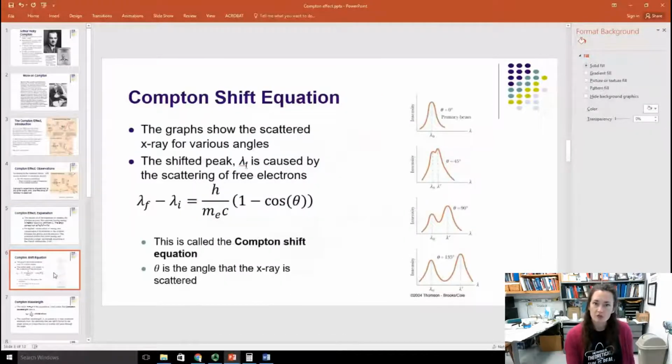So let's go over his Compton shift equation. Basically, the Compton shift equation tells you what the shift in the wavelength is. So you have delta lambda equal to lambda final minus lambda initial. Your final wavelength will be longer than your initial one. And that's going to equal h over mc, where h is Planck's constant, c is the speed of light, and m is the mass of that scattered electron, multiplied by 1 minus cosine of theta, where theta is the angle at which the X-ray is scattered. And this is the Compton shift equation.